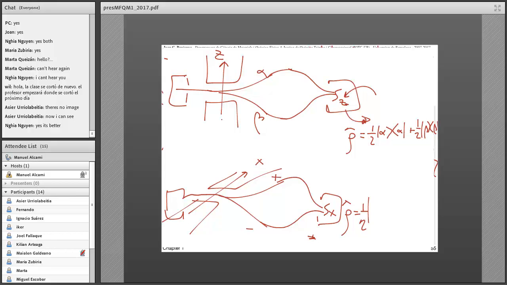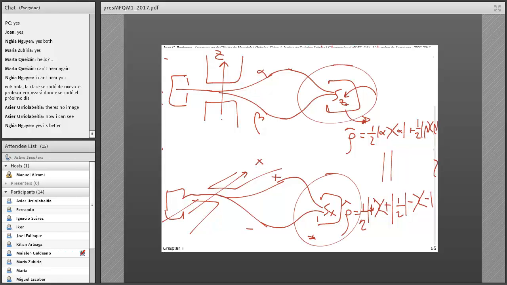But then the density operator, sorry, could be written this way. And as you will see in the exercise, these two things are mathematically equivalent, the same. And so that means that there is no way of differentiating this situation from this situation.